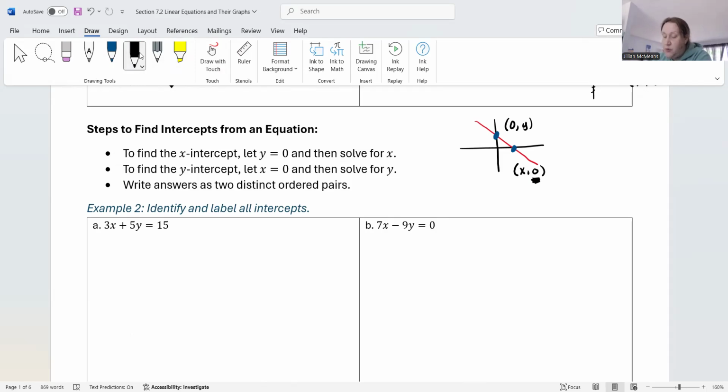Now, on the flip side, if we're trying to find the y-intercept, look at our y-intercepts. Well, y-intercepts always have an x-coordinate of 0. So to algebraically find a y-intercept, we let x equal 0, and then we solve for y.